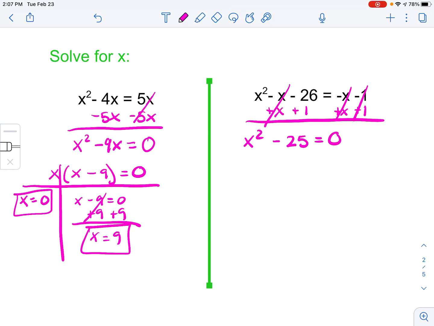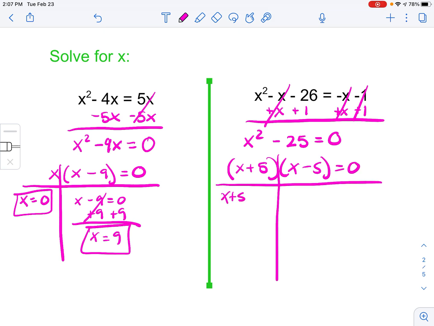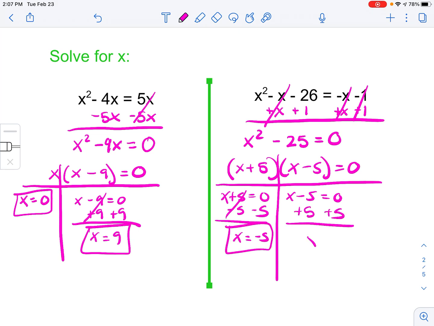We see this is a difference of 2 perfect squares. So I can factor this into x plus 5, x minus 5, and set my 2 factors equal to 0, leaving me with the answers x equal to -5 and x equal to +5.